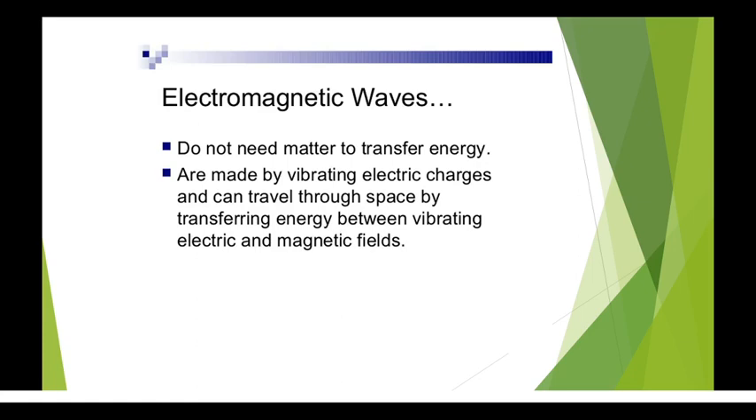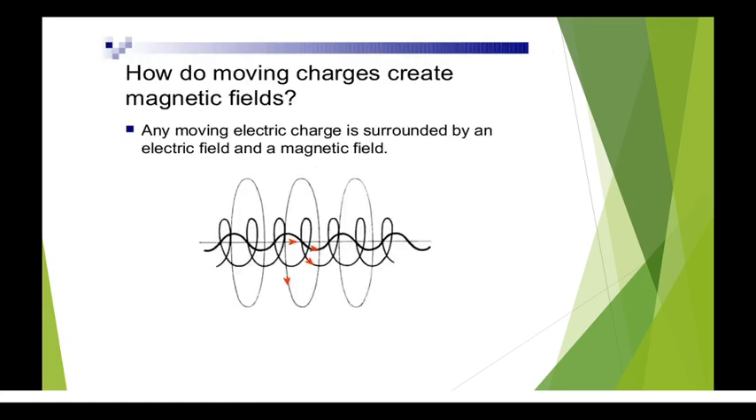So the vibrating electric charges can produce electromagnetic waves, and these electromagnetic waves travel in all directions with the speed of light, that is c = 3 × 10^8 meters per second. Let's discuss how we can produce electromagnetic waves.